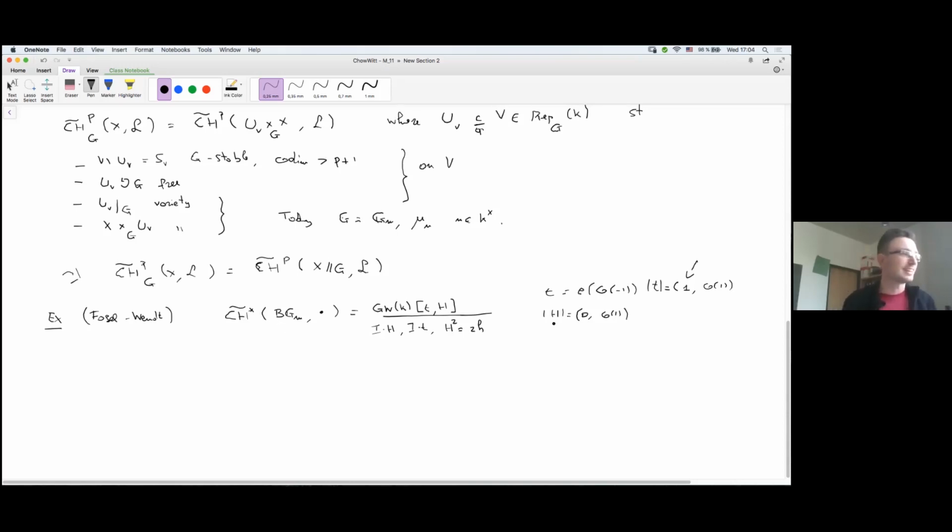Okay. Good. Very good. So this is it for the Chow ring of the GM. Let's try to keep going. Maybe I'll talk about M11 before I run out of time. So let's go to M11 and M11 bar.